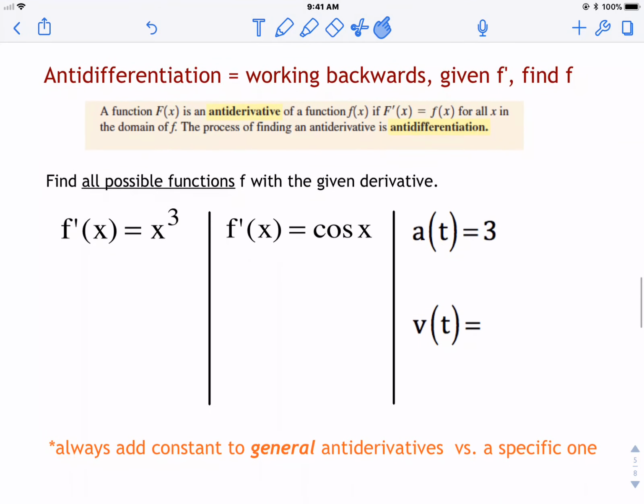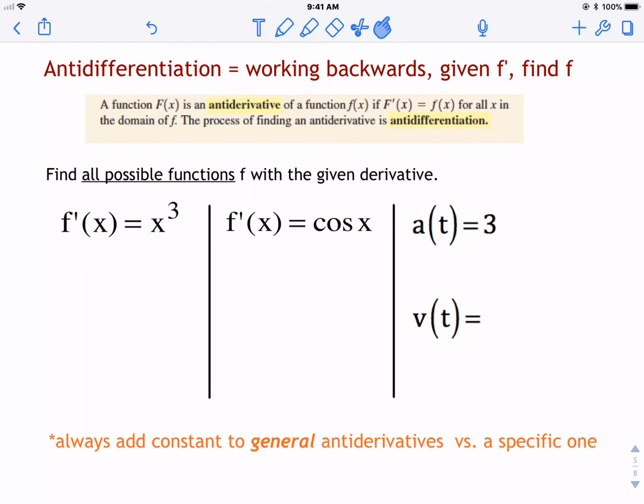The other topic that's in 5.2 is antidifferentiation. And antidifferentiation is a way of working backwards. If we're given f prime, it's interested in finding a function or a set of functions that could have been the original f function. So in other words, if we have a velocity, they're looking for us to find the position function, or if we have an acceleration, they're looking for us to be able to find velocity, to work backwards, so hence the name antiderivative.